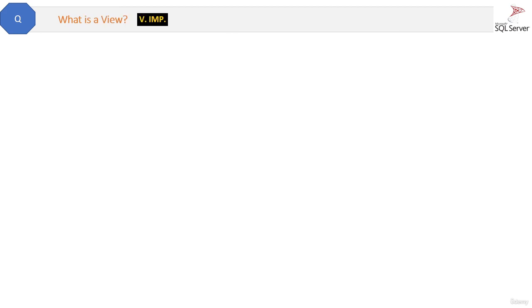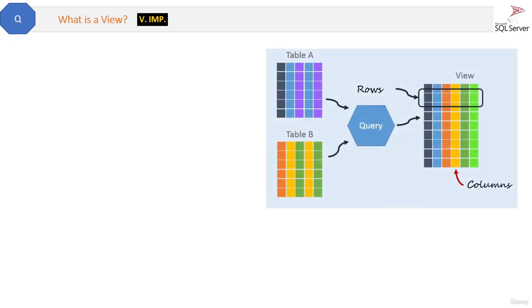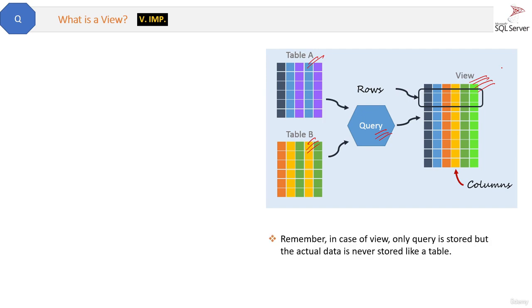What is a view? Let's try to understand with the help of a diagram. See, here we are joining two tables A and B with the help of a query and finally creating a new view like this. Remember, in case of a view, only the query is stored, but the actual data is never stored in memory like a table. So let's look at the definition of a view.